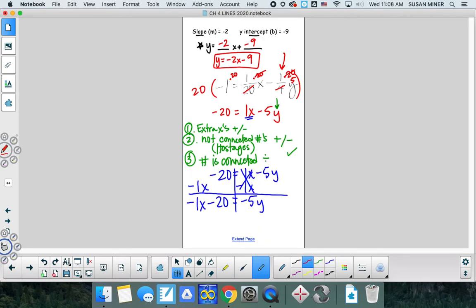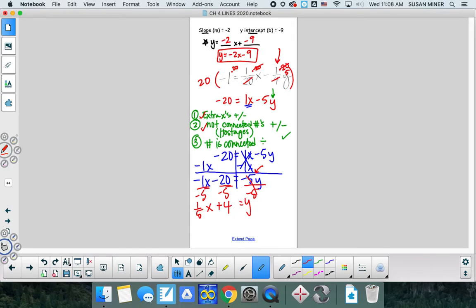And I don't have any extra hostages here, so I can go ahead and check that box. But I do have a number that's connected to my variable right here. And so I'm just going to divide everything by negative 5 to get rid of it. This is going to cancel, and y is going to be equal to 4. And that's going to be a 1/5 x.